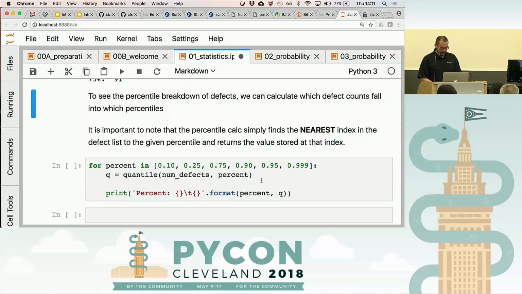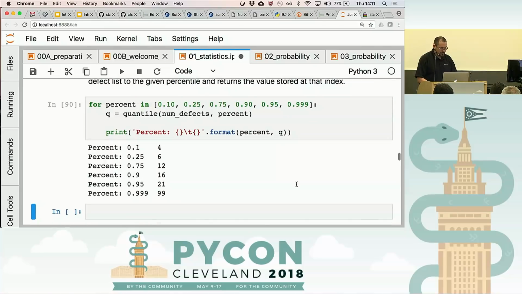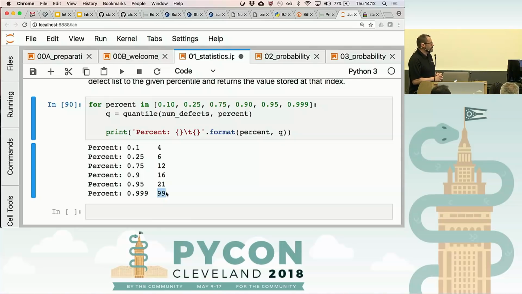If I want to see where my defects break out using a variety of percentiles, like the lower 10%, the lower quarter, the upper quarter, 90, 95, and 99, I can do that. And so the value of 4 is right at the boundary of the lower 10%. The value of 6 is at the boundary of the lower 25%. We notice that the value of 99 is way above the 95th percentile.